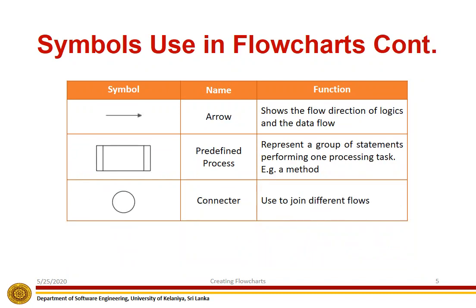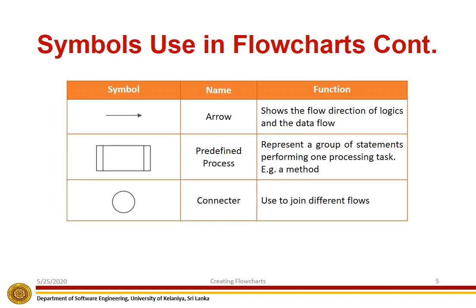Then another important symbol is the arrow, which we can also call a flow line. This indicates the flow direction of logic and data flows. It keeps track of the direction of the flow. Arrows are drawn from the output of one block to the input of another block. Only one arrow can represent the outputs, and multiple arrows may represent the inputs.